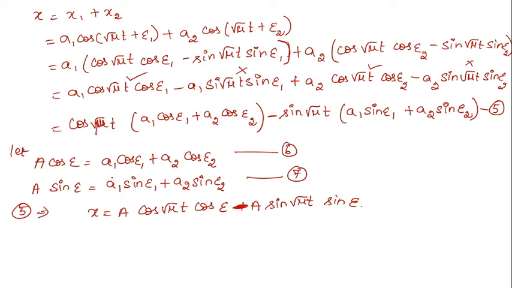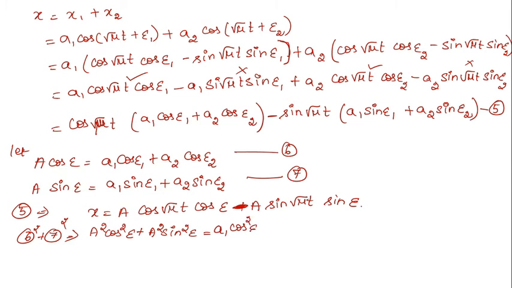So how will you find the capital A value? It is very simple. Look at the 6th and 7th equations. They are in terms of cos and sine. When you square them and add, you will get cos square epsilon plus sine square epsilon, and finally you can derive that as A. So 6 squared plus the 7th equation squared will give you A square cos square epsilon plus A square sine square epsilon. It will be equal to, since it is an addition of two terms, you have to write the whole square.